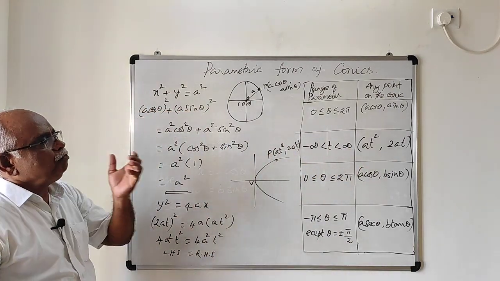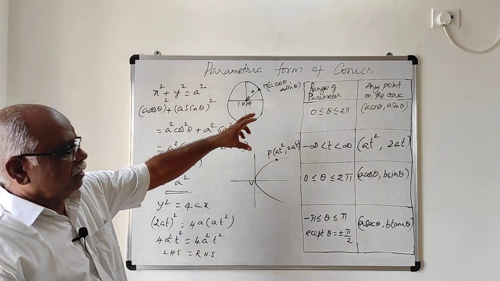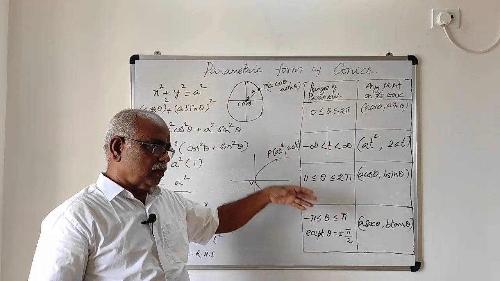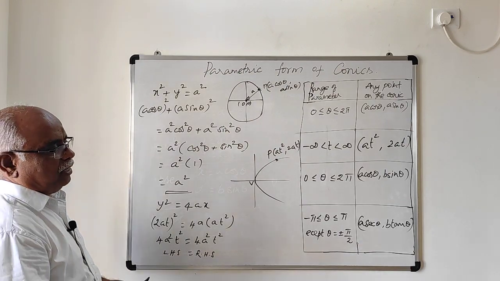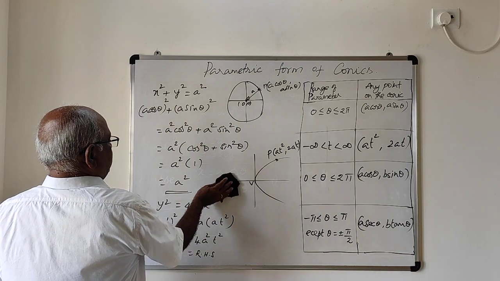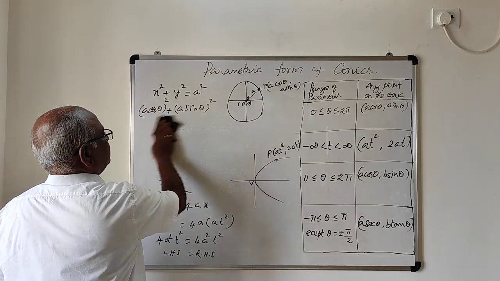Like that, the points on the circle and parabola satisfy their equations. Similarly, the points on the ellipse and the hyperbola are also satisfied by the equations of the ellipse and hyperbola respectively. We will see.